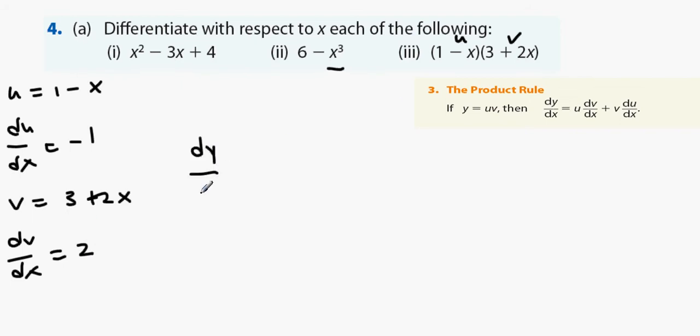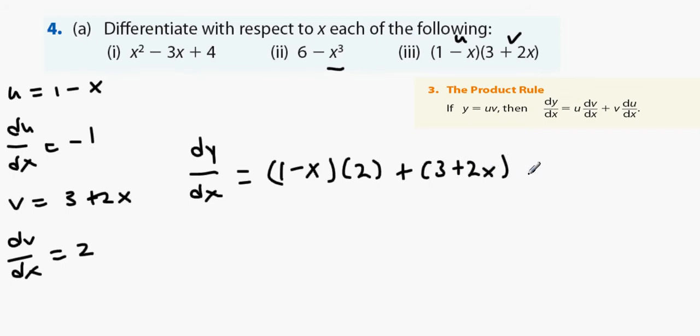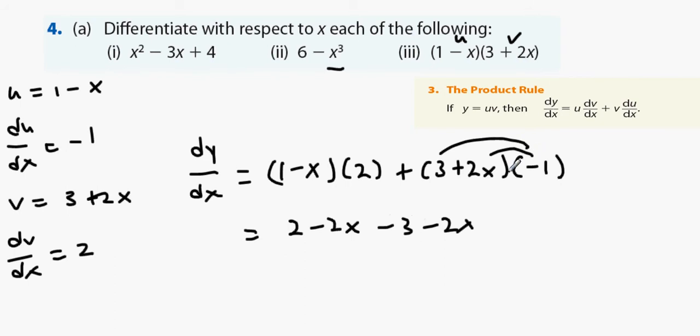And dy dx is going to turn out to be, we're going to put in u, which is 1 minus x, bracket the dv dx, which is 2, plus v, which is 3 plus 2x, into du dx, which is minus 1. Tricky one here, we're going to multiply these out. 2 minus 2x minus 3 minus 2x, because 3 times minus 1 and 2x times minus 1, that's minus 2x. Okay, so what we're going to get is minus 1 minus 4x.